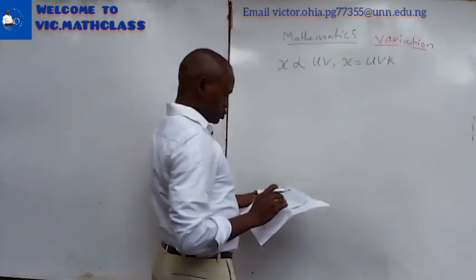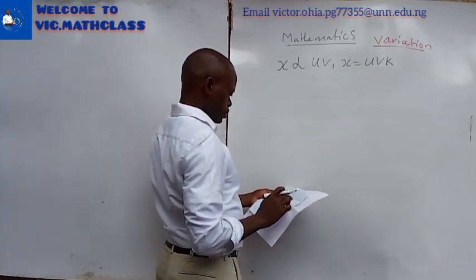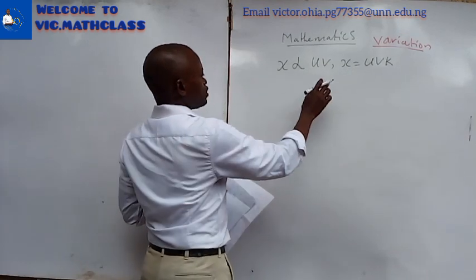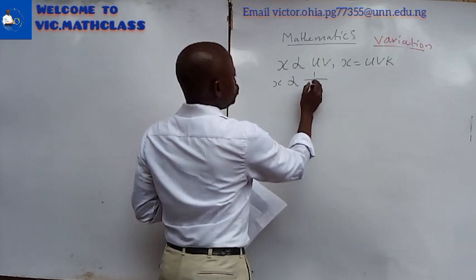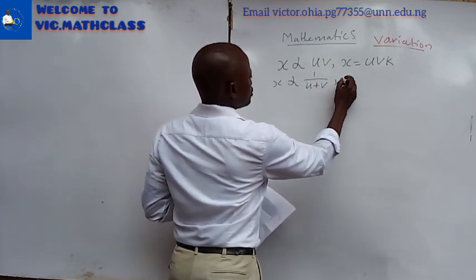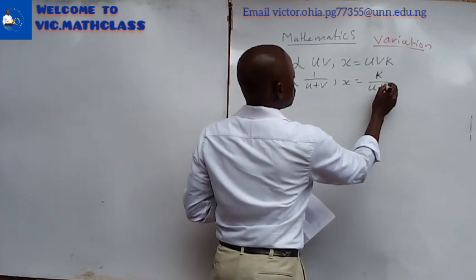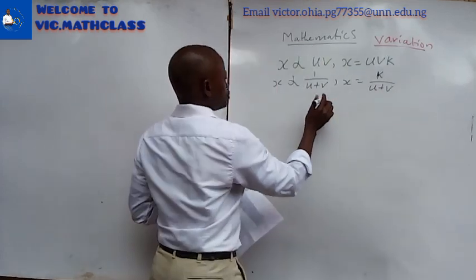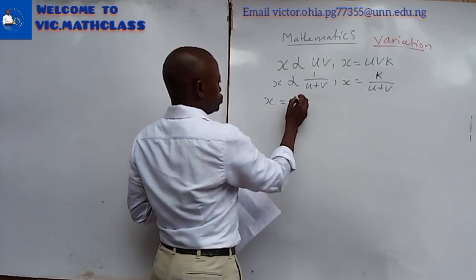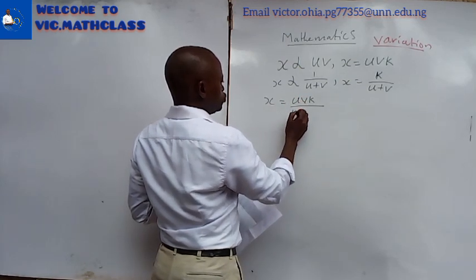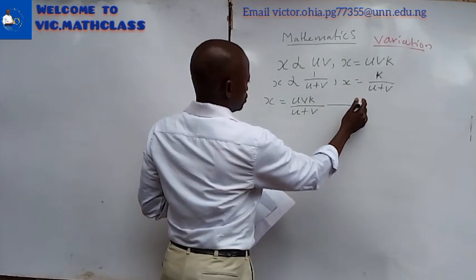And then they also said that the same x varies inversely as their sum, so this x also varies as 1 over u plus v. So we can write it as x is equal to k over u plus v. If you look at these two expressions, you can write them jointly as x is equal to uvk over u plus v. So this is how we can mathematically express this.